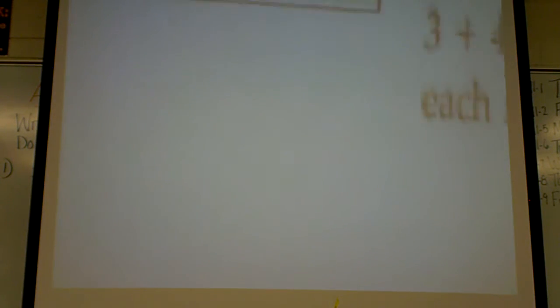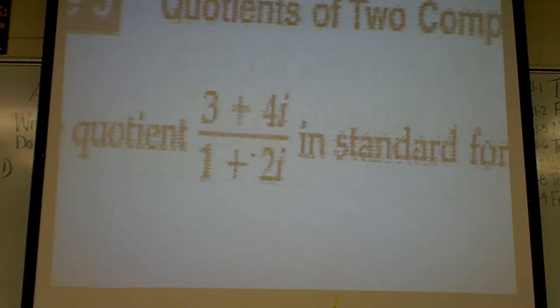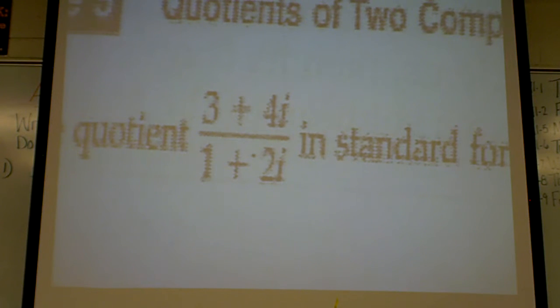Okay, what do you not want when you have a fraction, a quotient? What do you not want with respect to the denominator? A radical in the denominator. So if i is a radical, it's the square root of negative 1. You don't want this, you don't want a radical in the denominator. So what do we do when we have radicals in the denominator? We rationalize. Okay? So how do you rationalize the denominator?